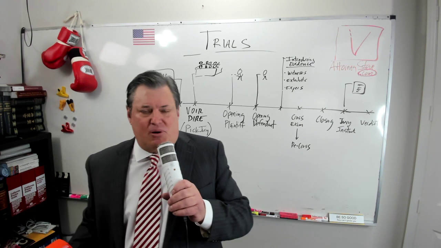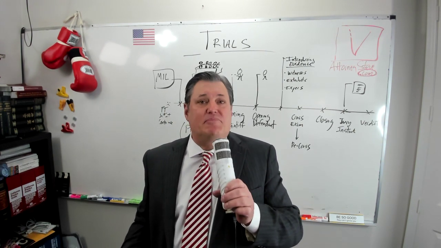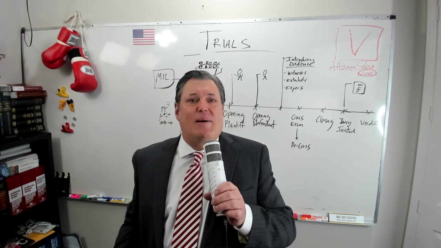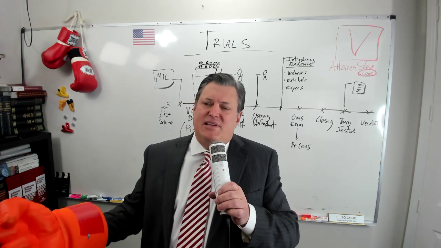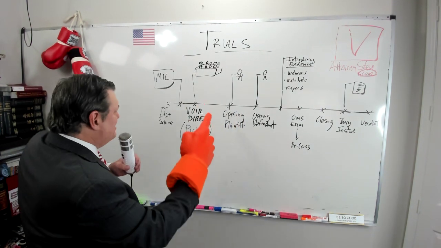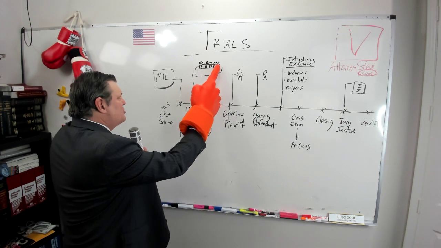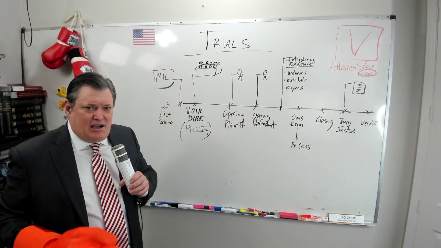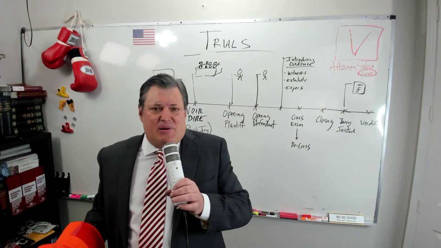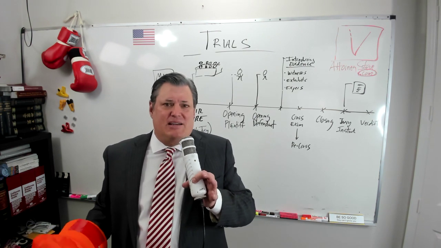Now, keep in mind, both sides are going to get what's called peremptory challenges. Peremptory challenges. That's where you can say, Judge, this person is biased. I don't want this person on the jury. Let's get them off. Let's rub them out. They're not going to be good here. They're going to be biased. We need to get them out of here.